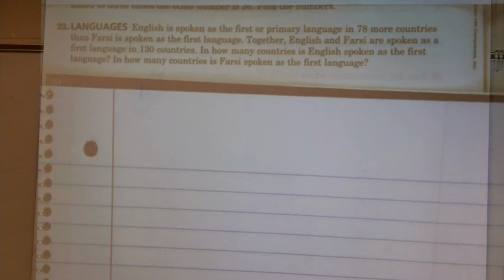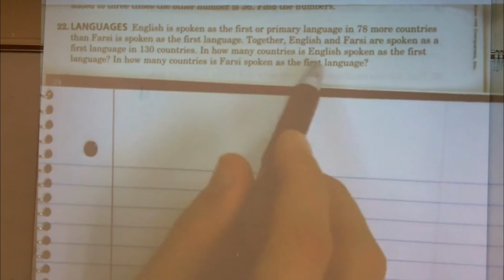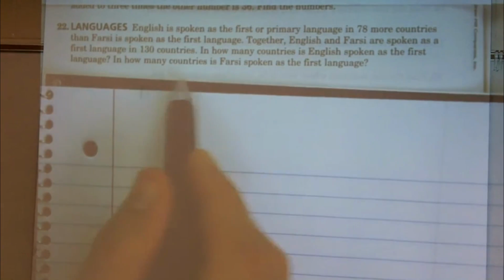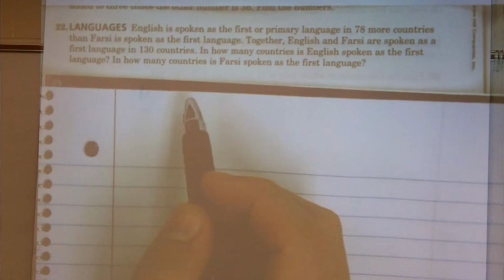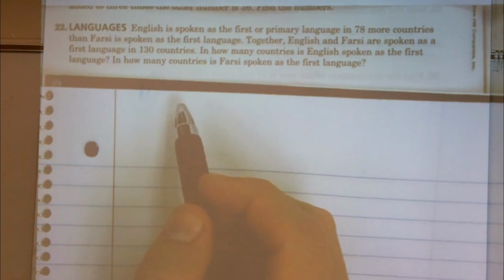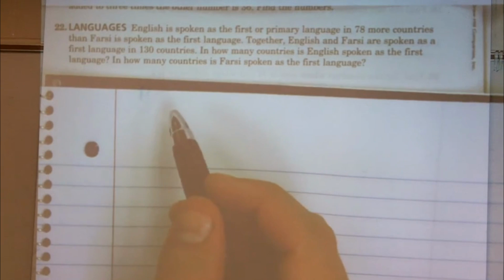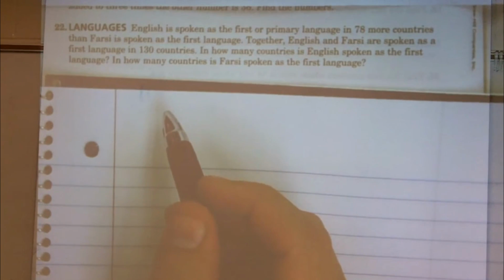Variables. You need to understand what you are solving, right? You can't do a word problem if you don't know what you're trying to solve for. So we look at the end of the question, which usually tells us what they want us to look for. They want us to figure out in how many countries English is spoken as a first language, and how many countries Farsi is spoken as a first language. So they want us to provide 2 different answers, right? So what I need to do is write up how I can represent how many countries speak English as a first language, and how many speak Farsi as a first language. So I can say x.